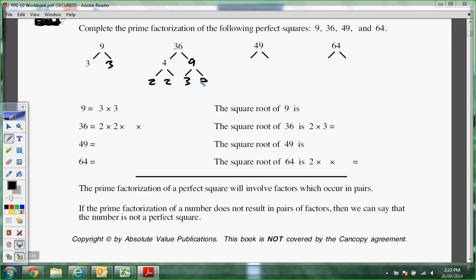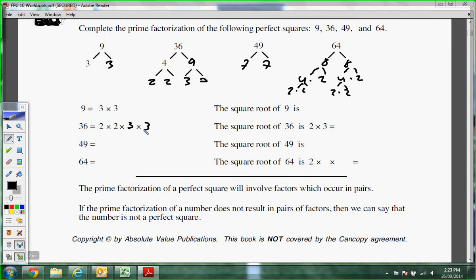And then this one here would be 7 and 7, 8 and 8, which goes to 4 and 2, which goes to 2 and 2. So 2 2s, 2 2s, and then 2 2s. So there's 3 pairs in that one. Okay, 2 times 2, 3 times 3 for 36.